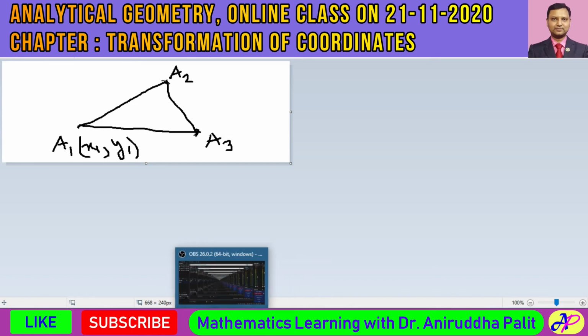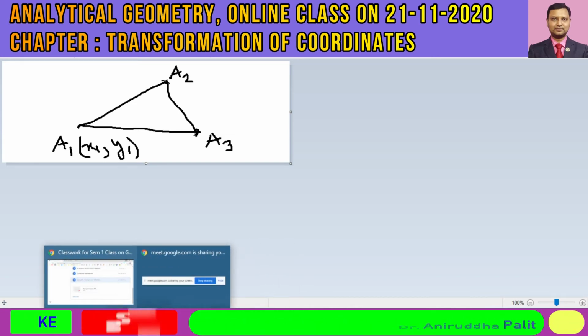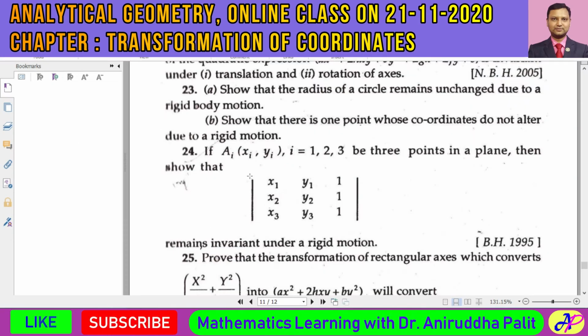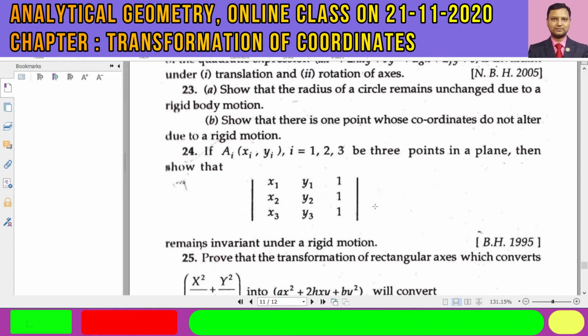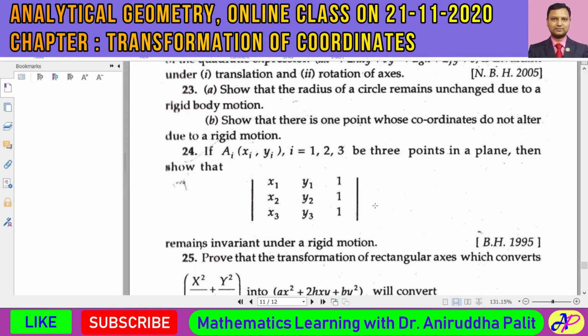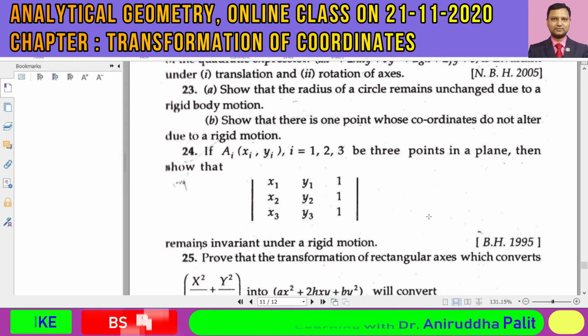The formula is actually half of this determinant. Can you remember? Half of this determinant. Expand this determinant, you will get the area of the triangle.